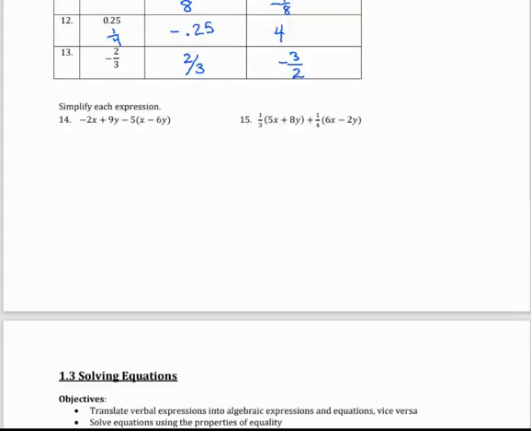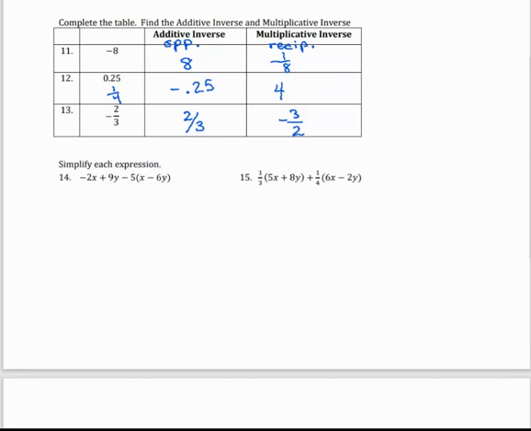Now let's simplify our expressions. We'll do one together, and I'll let you try the other. So when we're simplifying expressions, we need to make sure we are maintaining order of operations, and then we simply combine our like terms. So if I look here, I see some parentheses first. Well, can I do what's in the parentheses? No, because those are not like terms.